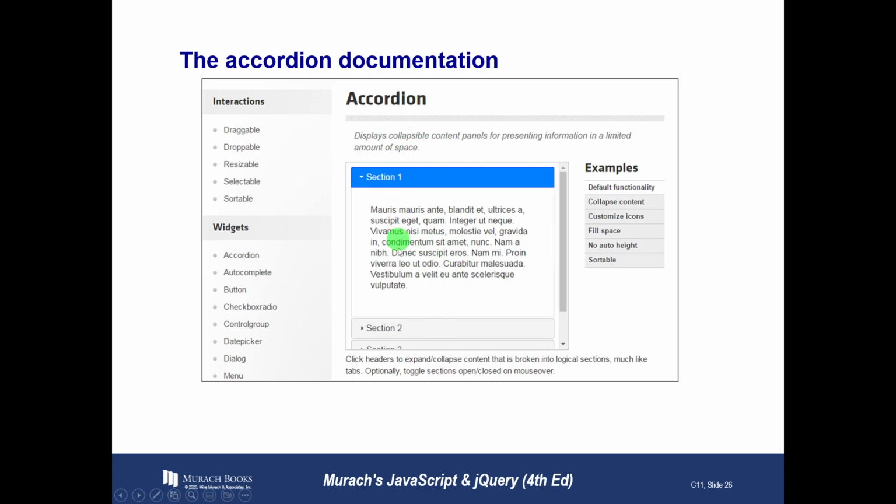I click on section 1 and it shows me the stuff under that. If I click on section 2, section 1 might close and section 2 will open up, depending on how you have it set up.